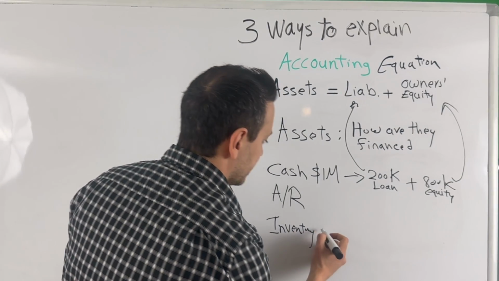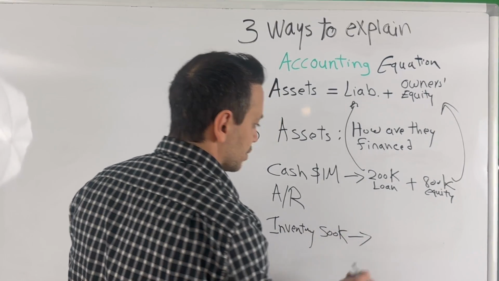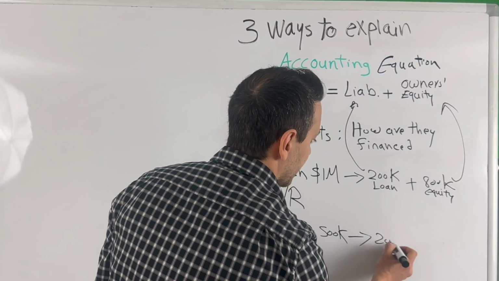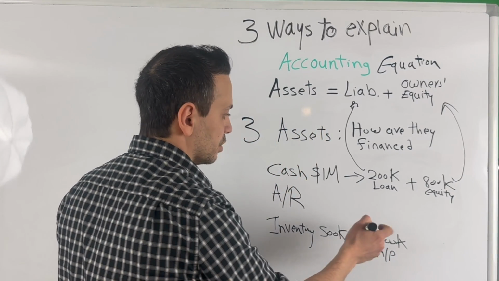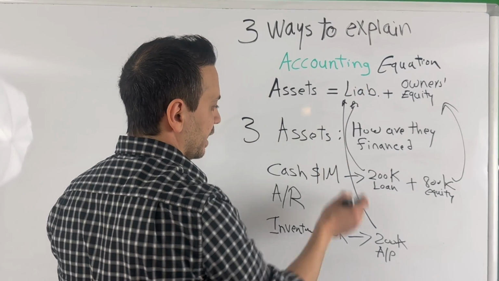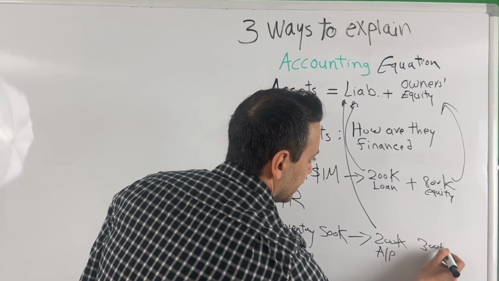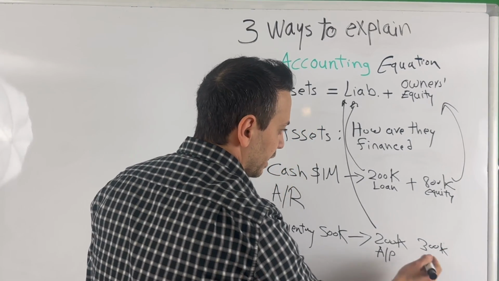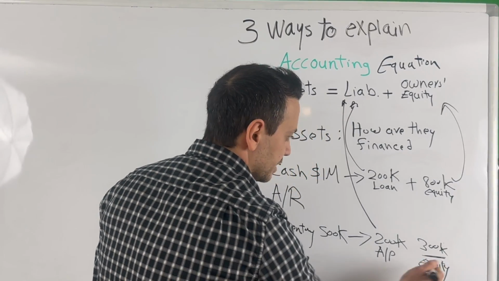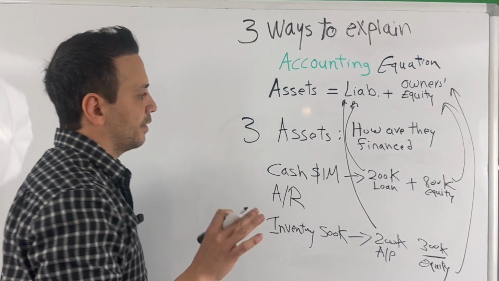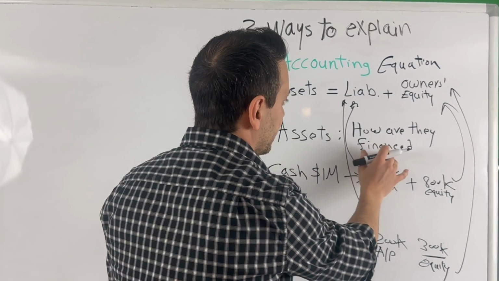With inventory, let's say you have 500,000, right? This 500,000 could be divided as 200K from suppliers. Let's say AP to suppliers. You still owe it to suppliers, right? So it's financed via AP. And then in your inventory, you got 300K sitting as inventory that's fully paid for. And so that's equity, financed via the company's equity, right? So this is the third way of looking at the accounting equation. It looks at the assets and how they are being financed.